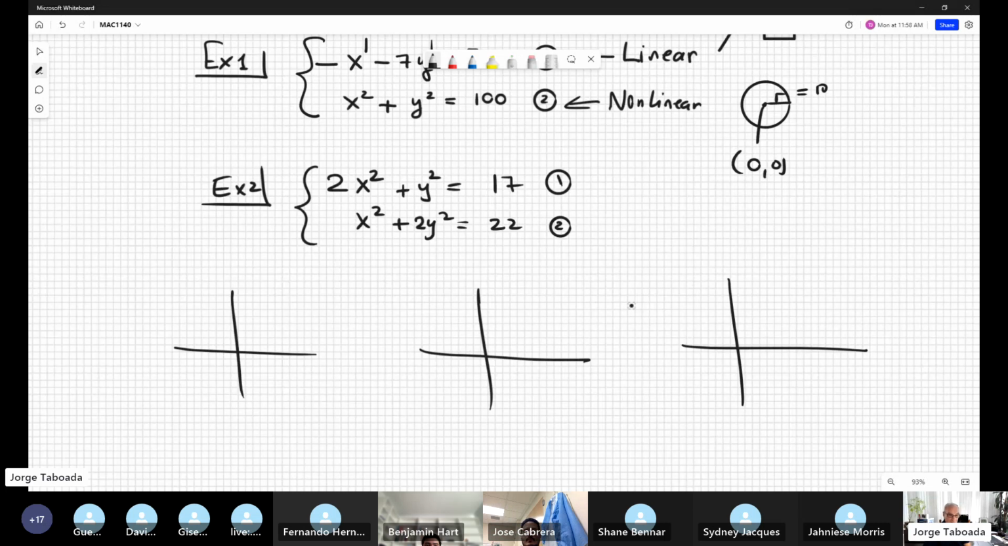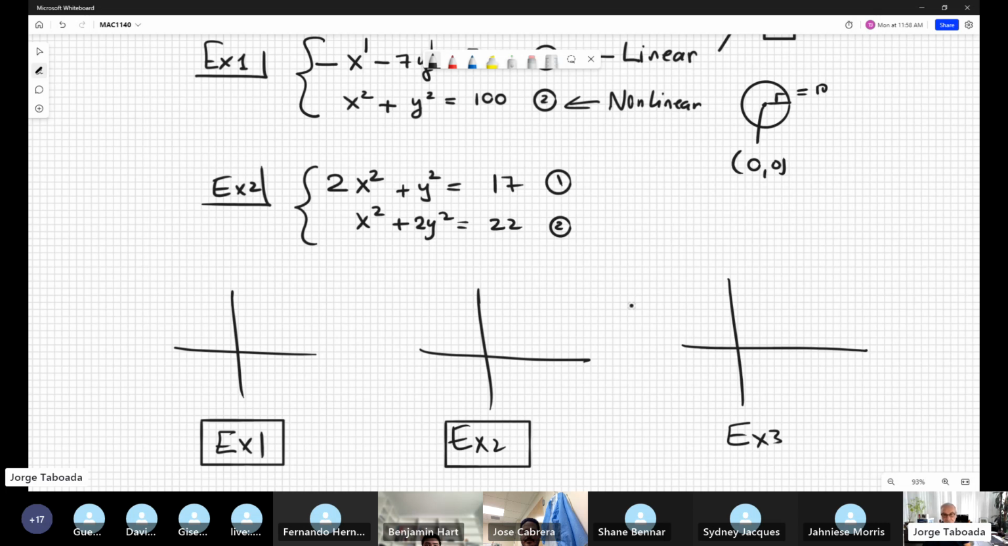For example, suppose this example. Example one, example two, example three. But in example one, one equation is nonlinear and it's a circle. In this example, the second equation is linear, yes, this line. So my question is, do we have a solution or not? How many solutions?